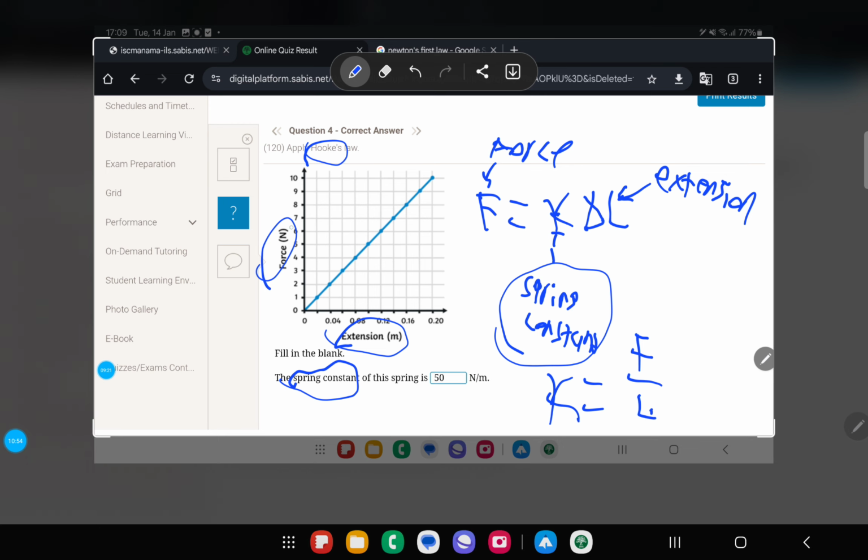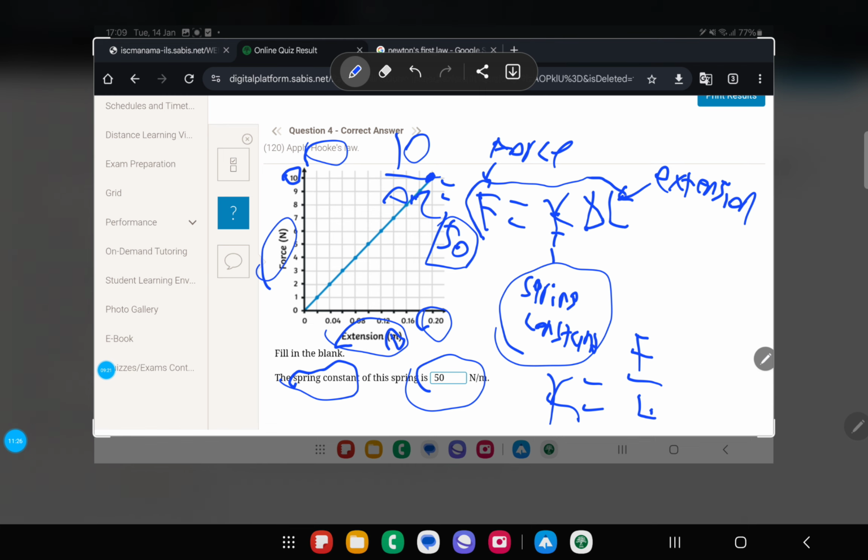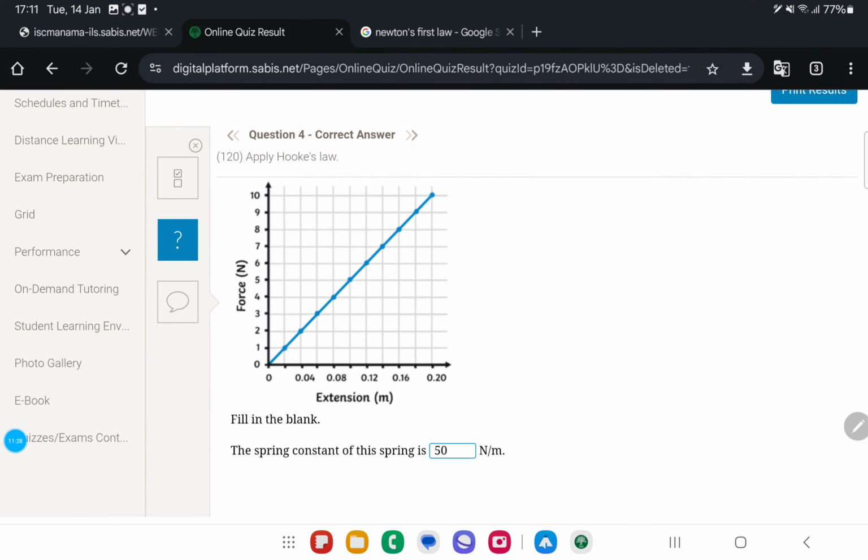Now the force we have is 10. Let's take this point. We can take any point, but I'll take this one. The force here is 10, and the extension is 0.20 meter. Make sure it's always in meter. Okay. Now we put 10 over 0.2, which is 50. And yeah, it's 50. That's it. It's easy. So always remember to use the rule F equals K delta L. You'll be using this throughout this exam.